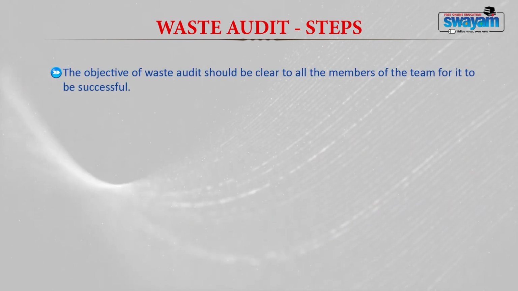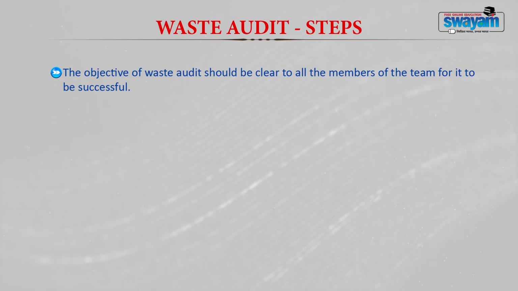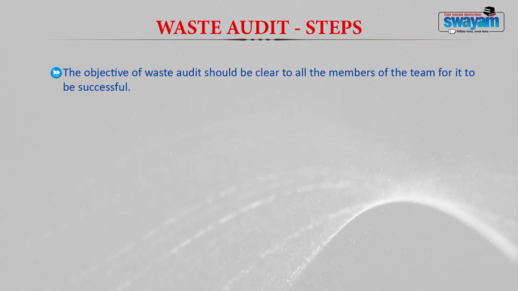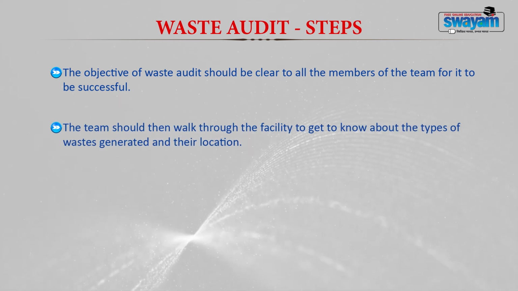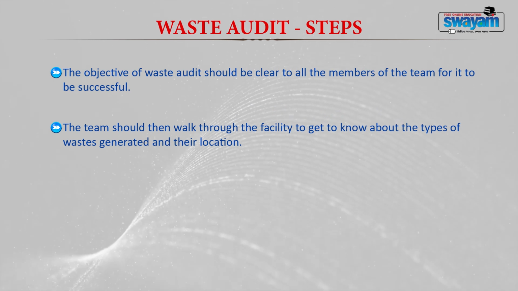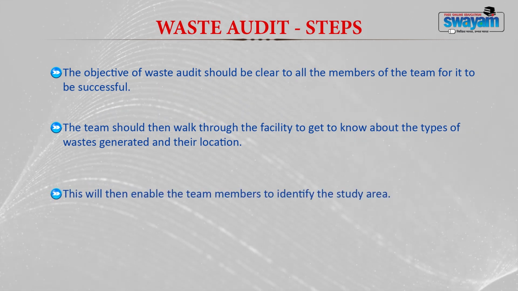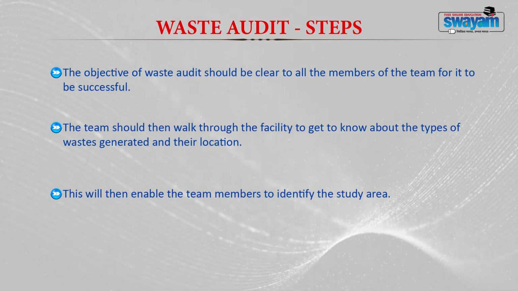The objective of the waste audit should be very clear to all the members of the team to have a very successful waste audit. The team should then walk through the facility to get to know the types of waste generated and their location. This will then enable the team members to identify the study area.